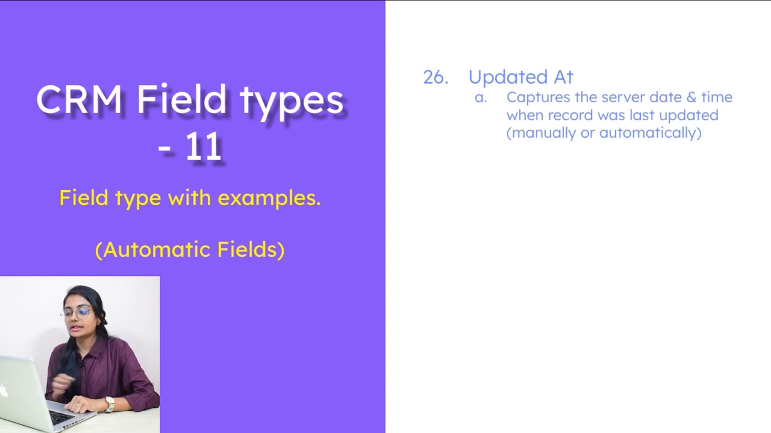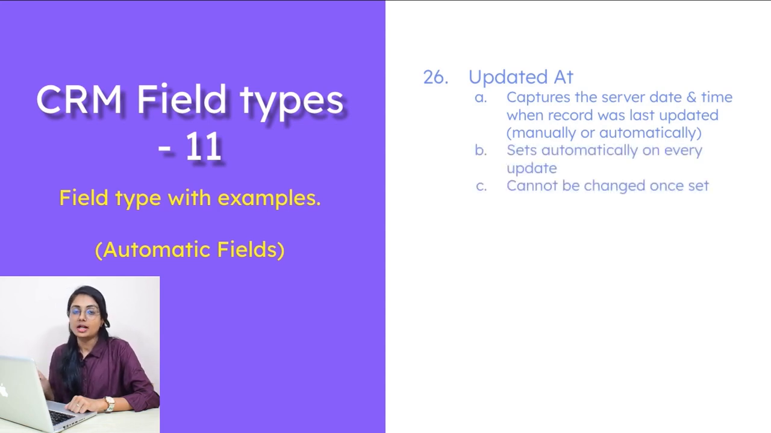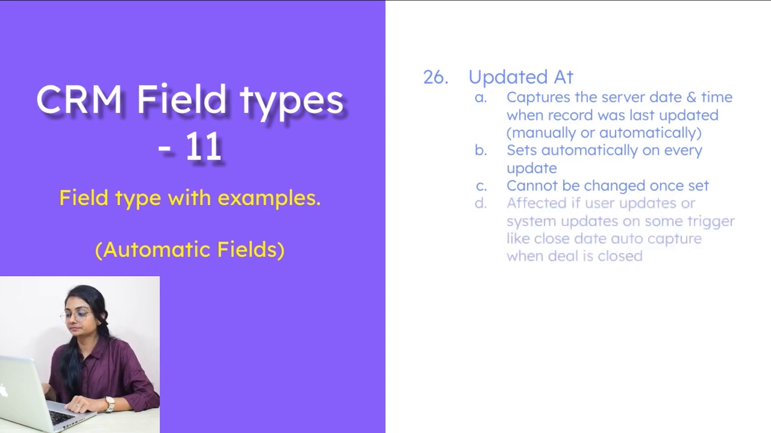Next field type we have is updated at. Updated at captures server's date and time, just like created date and time. But the difference is that the created date and time is captured only once in the system, whereas whenever you update a record, the updated at information changes that many times on the system. No one can change updated at. Until and unless you are updating or modifying any record, you cannot change the updated at information of that record.